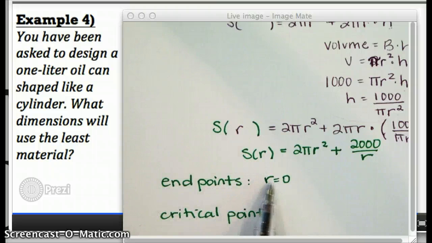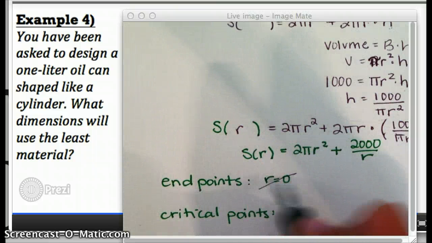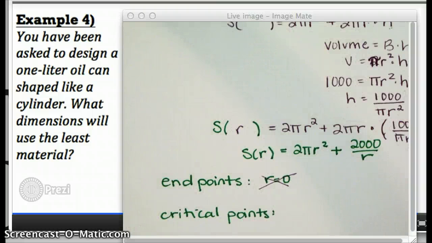So to check the endpoint, I'm going to plug 0 into this function. But I notice actually there's a domain restriction. So 0 is not going to be a contender for the ideal radius, which is good news because we wouldn't really have a can then in the first place. But it's part of the math, so let's stay consistent.